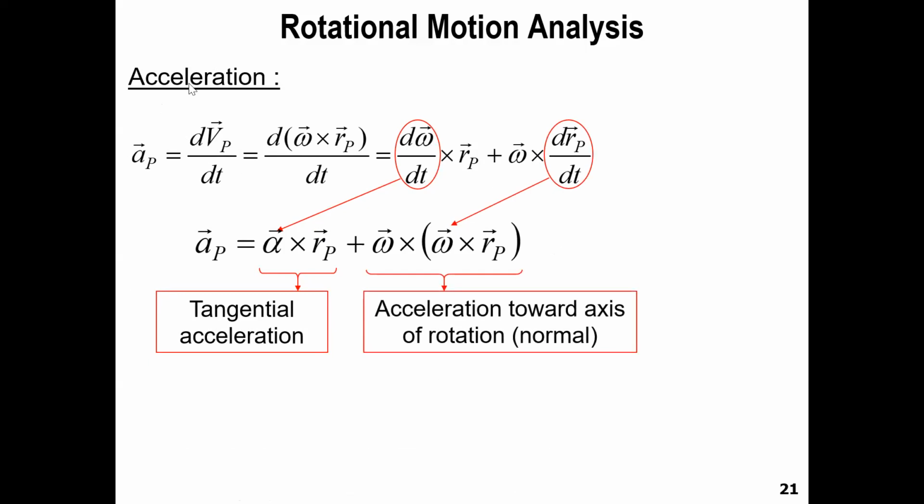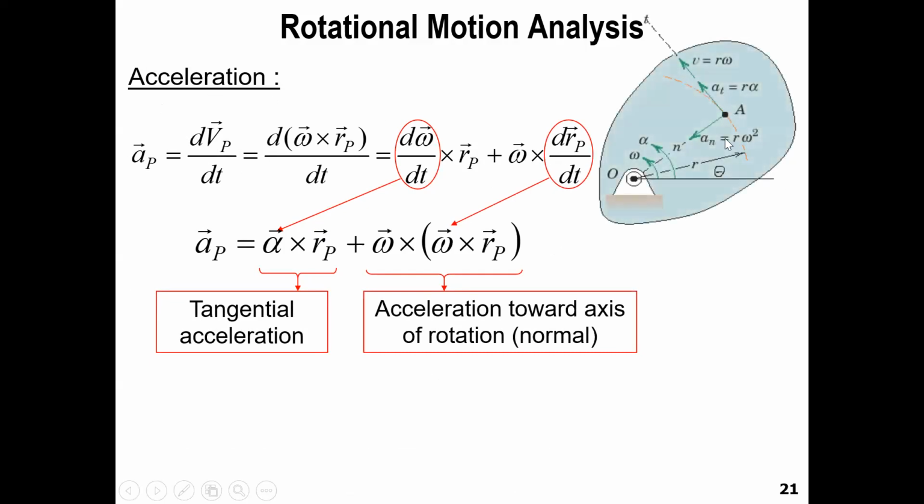Remember, you have rotation of a point on a circular path, so you can divide your acceleration into normal and tangential. So technically, if this is your rigid body rotating about a fixed point, R omega squared, the magnitude, goes toward the center, and R alpha is tangent to the path. That's how you can analyze them.